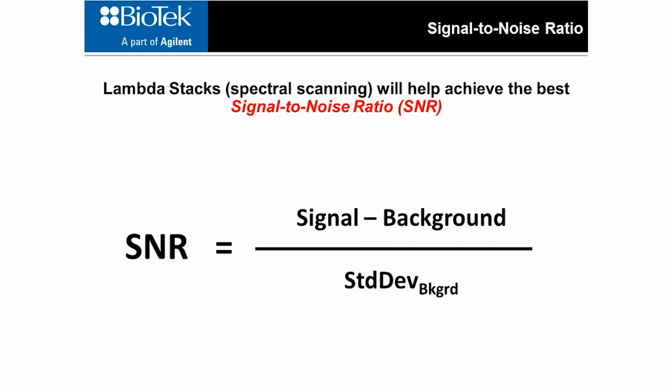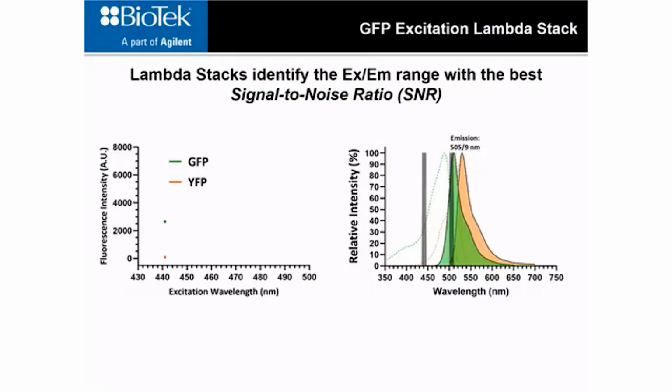So the way that lambda stacks work is, if you were to establish the optimal bandwidth and range for your excitation, you would have a fixed emission range. In this case, it's 505 nanometers with a bandwidth of 9 nanometers. And then you would walk across your excitation wavelengths along the spectra of GFP.